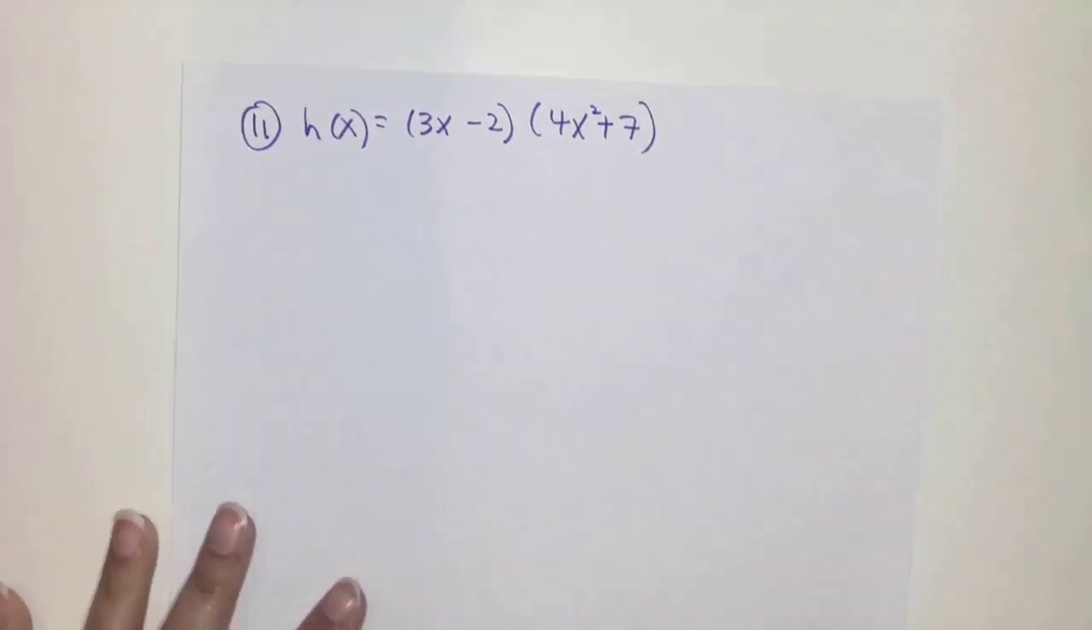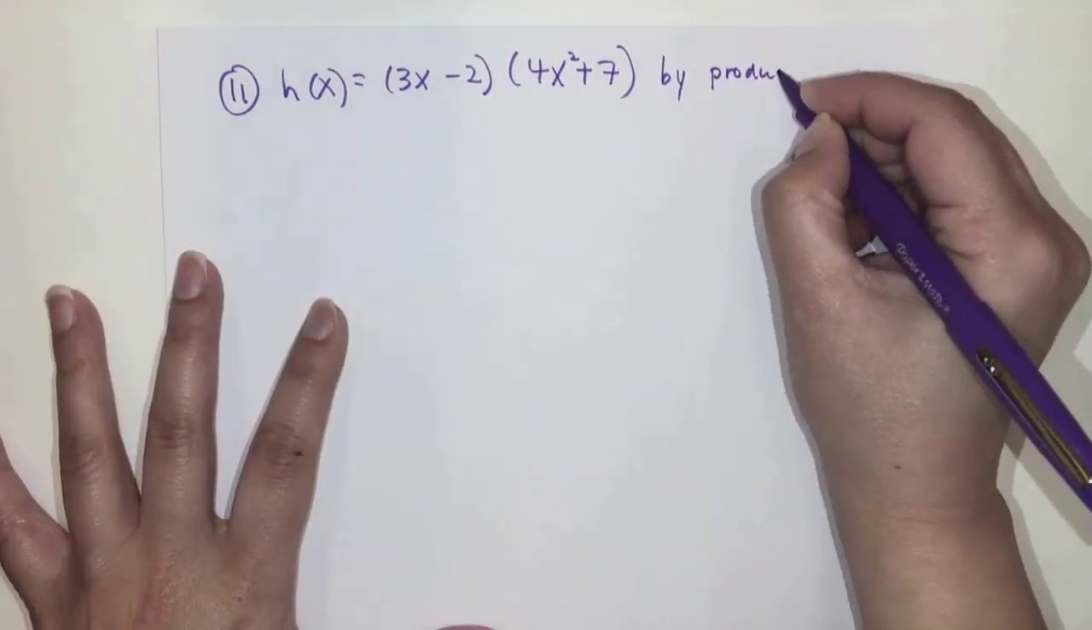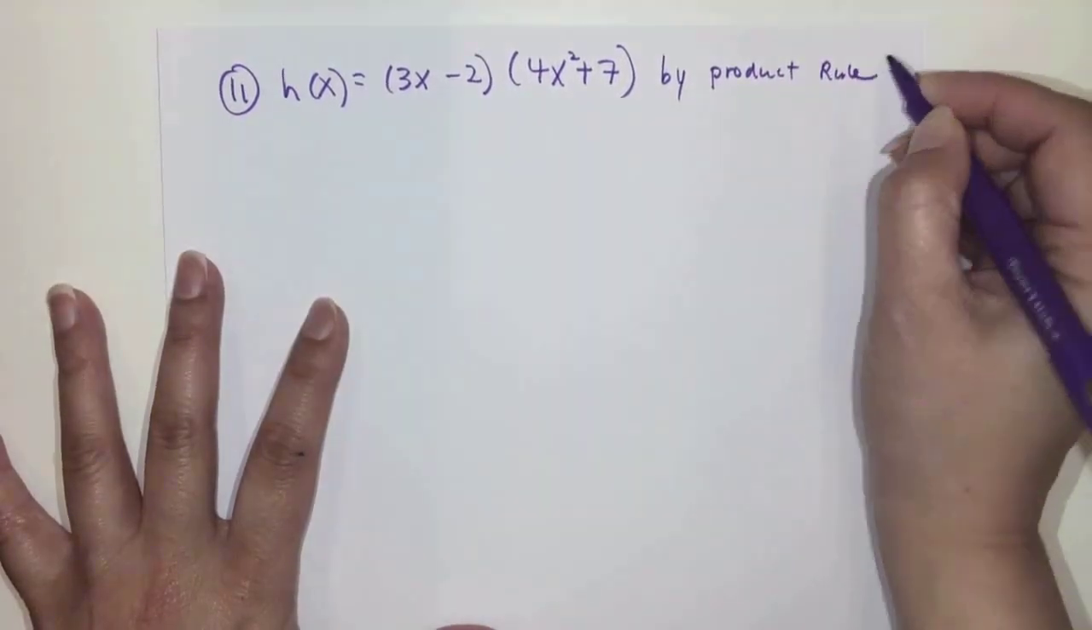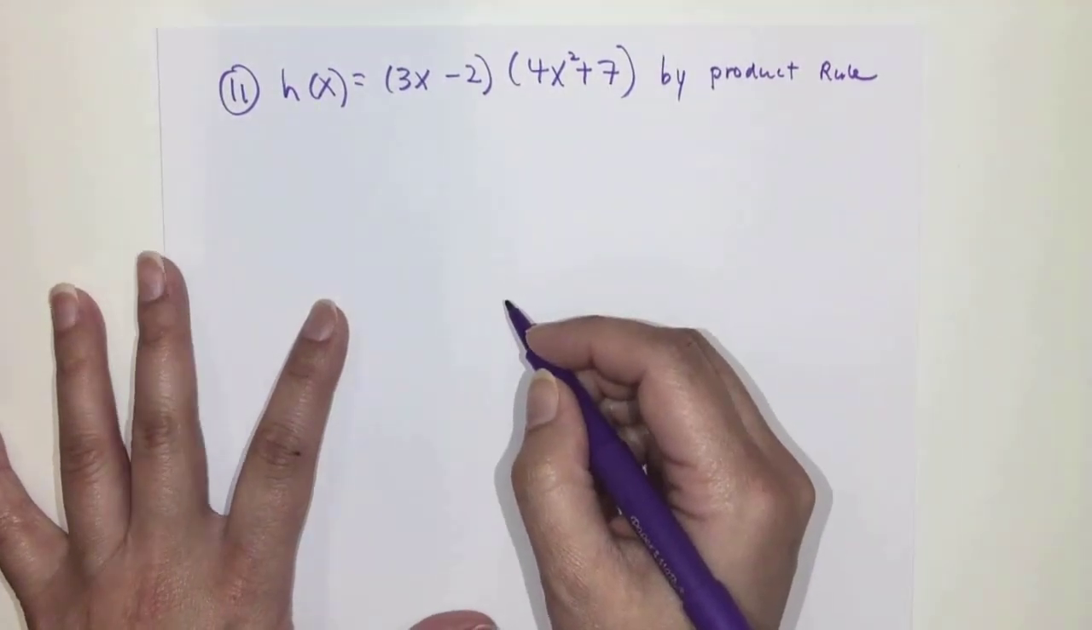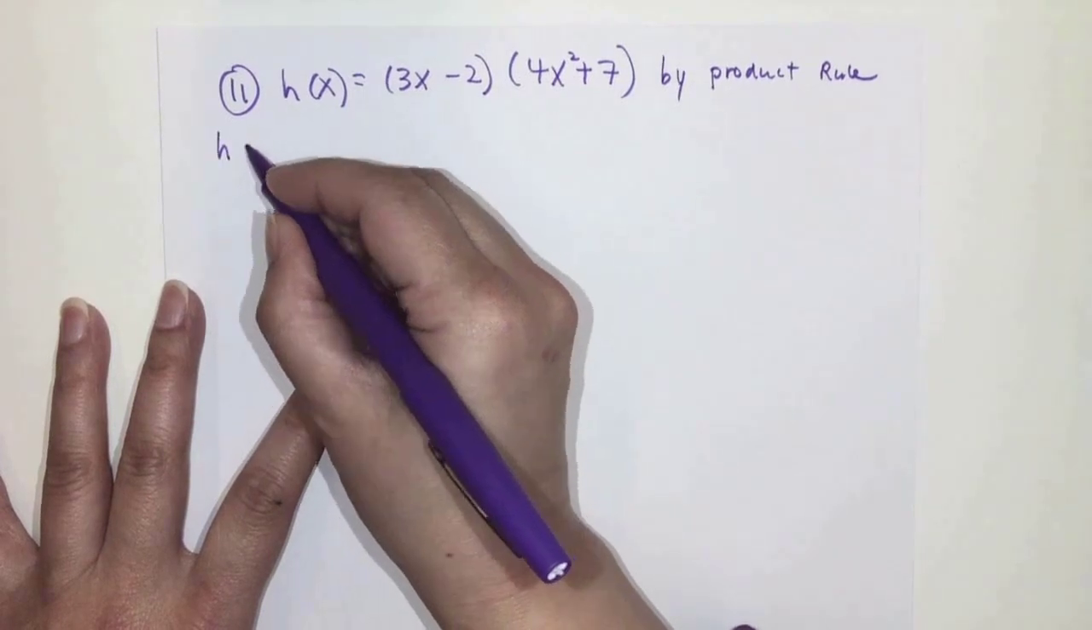Number 11, you need to take the derivative, but it's specified you need to use the product rule. So they specify you have to use product rule. You can multiply it out and take the derivative to check, but you will have to apply product rule to get the full credit, okay?